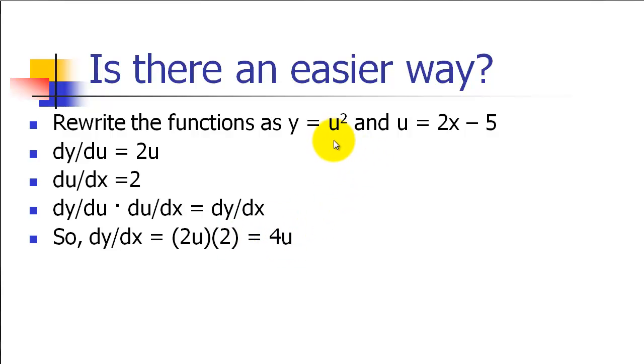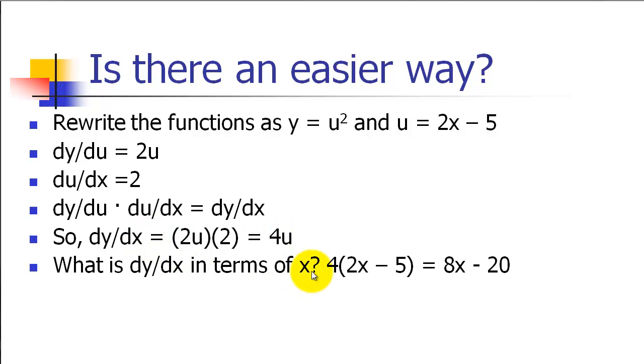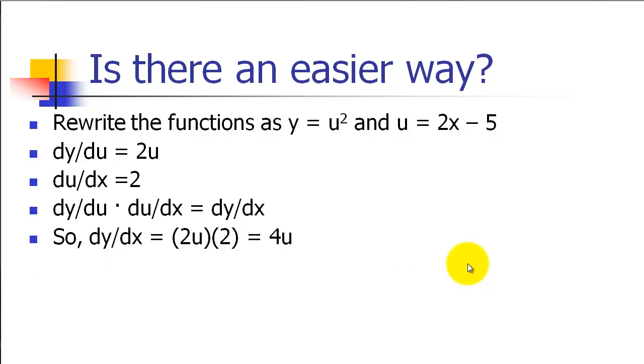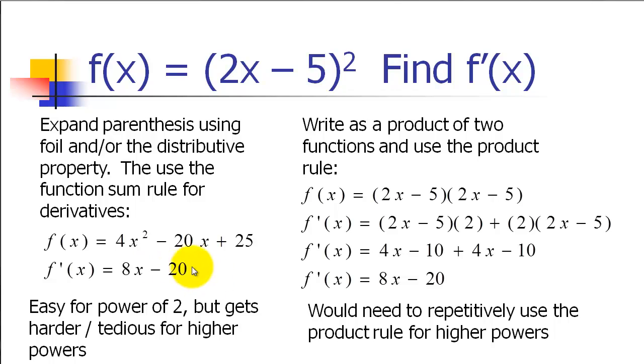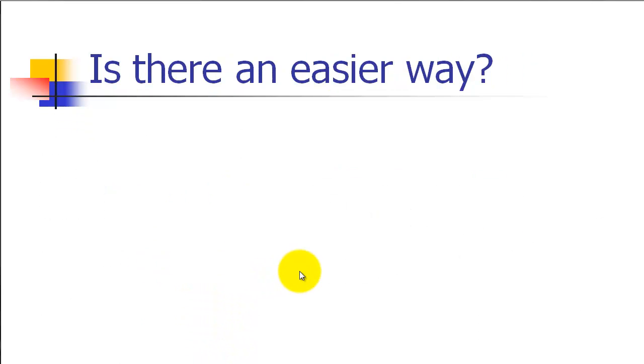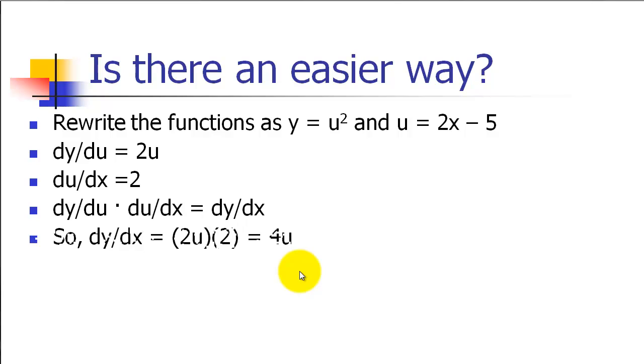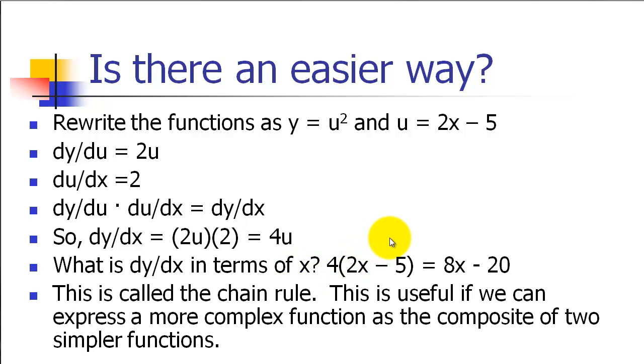Now this is the derivative of that function we looked at in the earlier example. However, our answer is in terms of u, and we want our answer in terms of x. So we can substitute 2x minus 5 for u, and we get 4 times what u was, and we distribute that out. We get the same answer that we had back on the earlier slide. So if I go back to the earlier slide, we've got the same answer there. This process is called the chain rule.